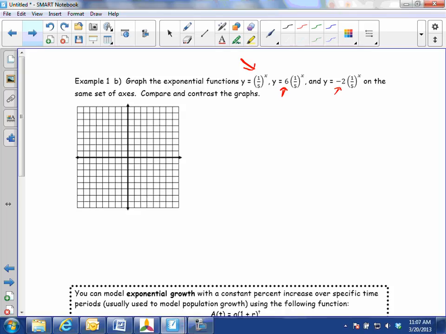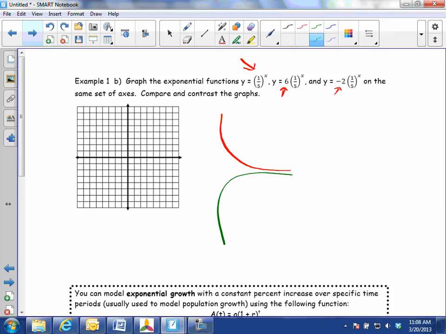Decay. How do you know? Because it's a fraction. What did the negative 2 do to make it like this? The negative is going to flip it upside down, because decay goes this way. The negative is going to flip it, so it's going to go reverse that way. And the 2 is going to stretch it vertically. Yes. So fractions decay.